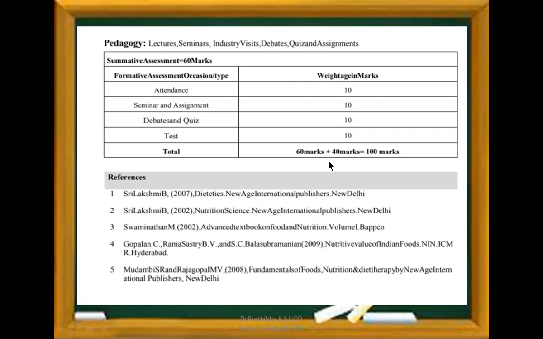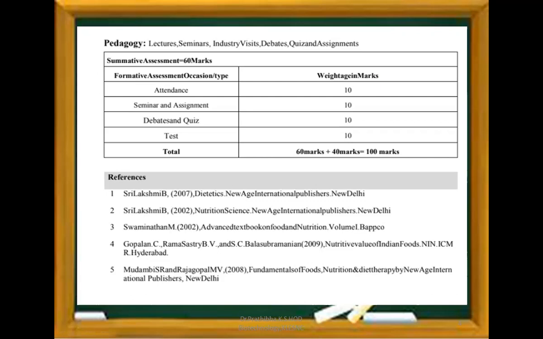So how are these 40 IA marks given? Attendance carries 10 marks. Seminar and assignment carries 10 marks. Debate and quiz carries 10 marks. Test 10 marks. And here you can see some of the reference books to refer to for this paper, nutrition and health. I hope you understood.